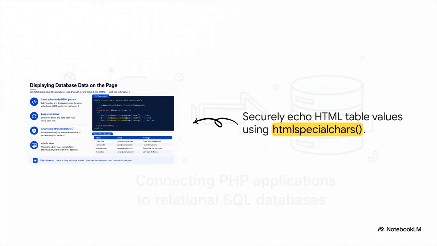Once you've got those rows, displaying them is a pattern you're probably pretty used to. You just loop over the rows and echo them right inside your HTML tags to build a nice visual table. But wait, notice how every single variable here is wrapped in a function called htmlspecialchars? This is non-negotiable. It ensures that if a user tried to be sneaky and typed malicious HTML or JavaScript into their form, it just renders as harmless text on your admin screen. It keeps everything impeccably clean.